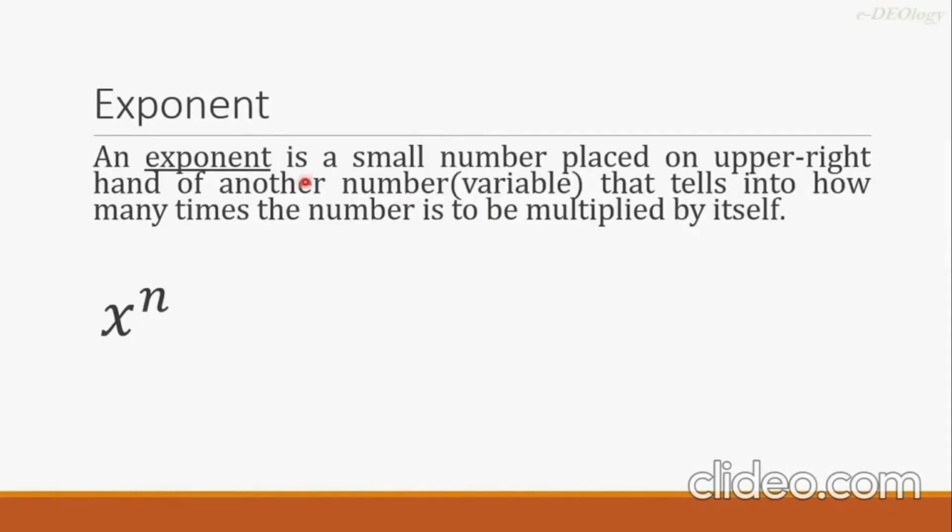An exponent is a small number placed on the upper right-hand side of another number or variable that tells how many times the number is to be multiplied by itself. One example is x raised to n. In here, the small number n is what we call the exponent. The x is what we call the base.